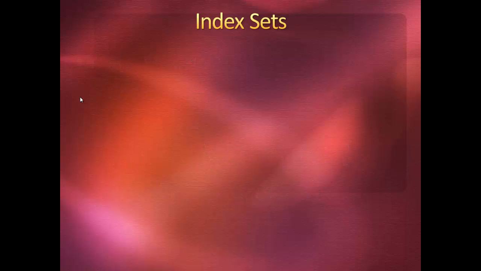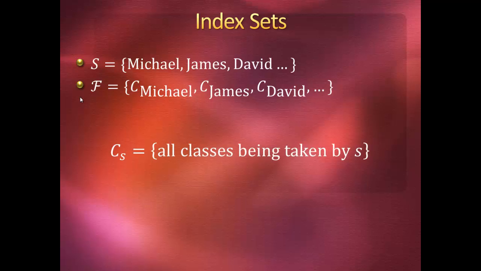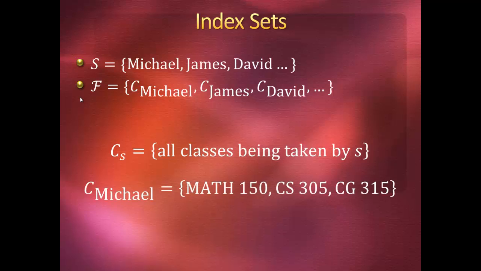What's more, there's nothing saying that my index set has to be limited to just natural numbers. Suppose I have a set S of students, perhaps the students taking this class, and a family of sets all labeled C sub little s, where little s is an element of S. I could define C sub little s as the set of classes that little s has taken at the Polymath Institute. For example, C sub Michael is the set Math 150, CS 305, and CG 315.